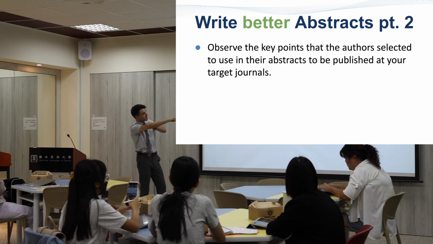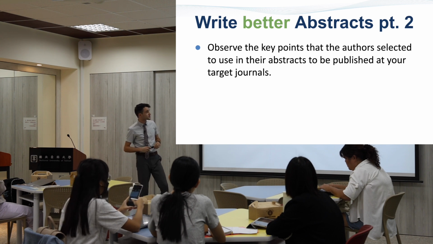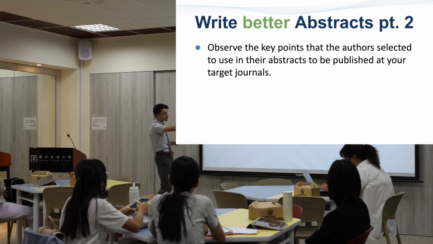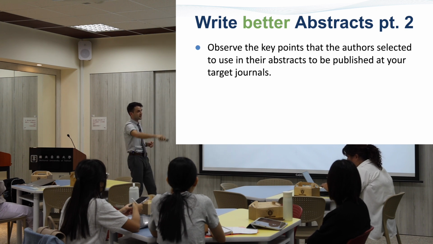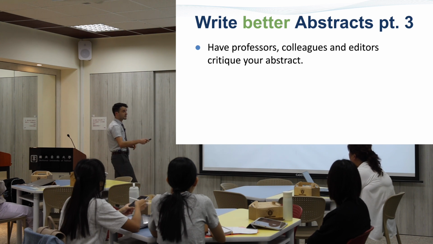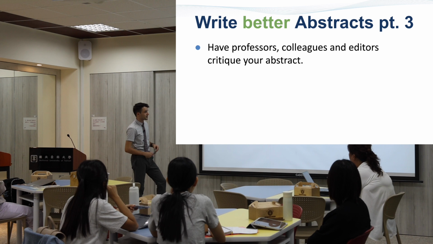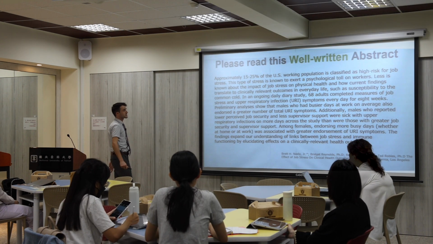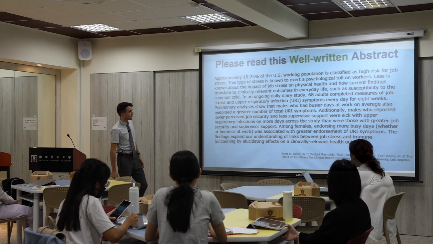Continued, part 2. Observe the key points that the authors selected to use in their abstracts to be published at your target journals. Also, this might be keywords that authors used, and it'll help you target the right journal. Part 3, have professors, colleagues, and editors critique your abstract. No questions? Good. So please read this well-written abstract.